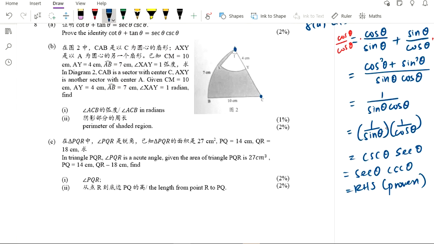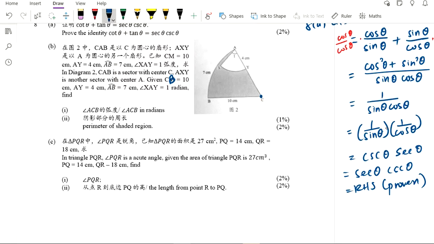CM, where is your N? I think it's a typo. There's no M. I think it's given that CB equals 10, AY is 4, and XAY is 1 radian. Then find ACB in radian, and the perimeter of the shaded region, right?